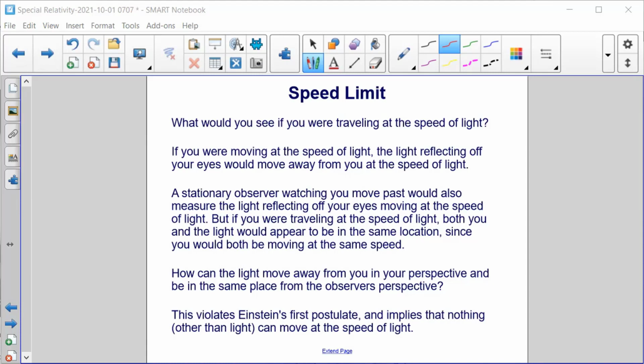How can the light move away from you in your perspective and be in the same place from the observer's perspective? This violates Einstein's first postulate because you're both in inertial reference frames, so we shouldn't get this conflict here, right? And so the implication is that nothing other than light can move at the speed of light. So you can't move at the speed of light, because to do so would violate Einstein's first postulate.